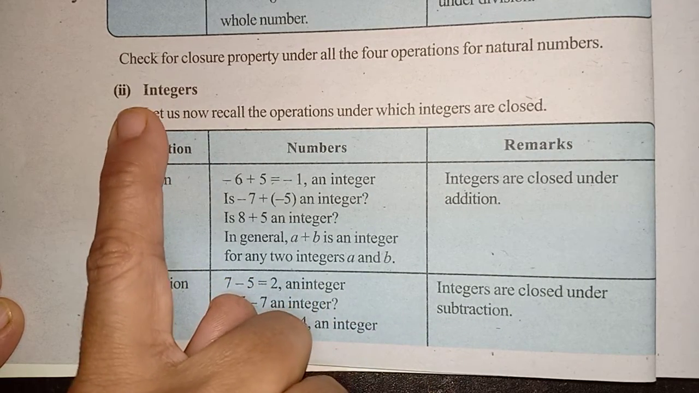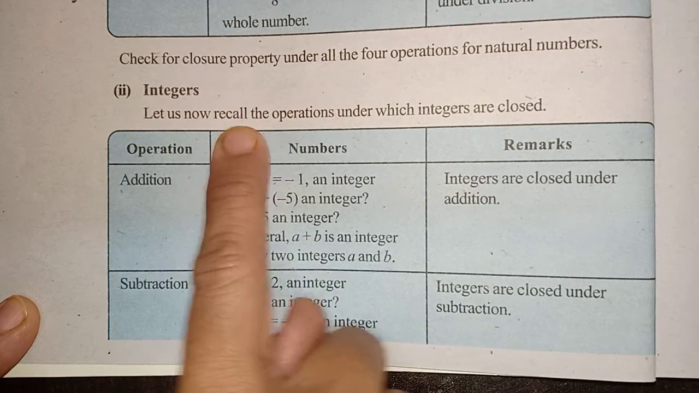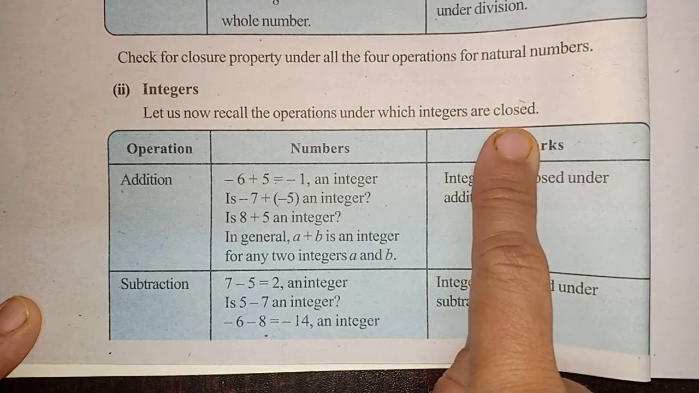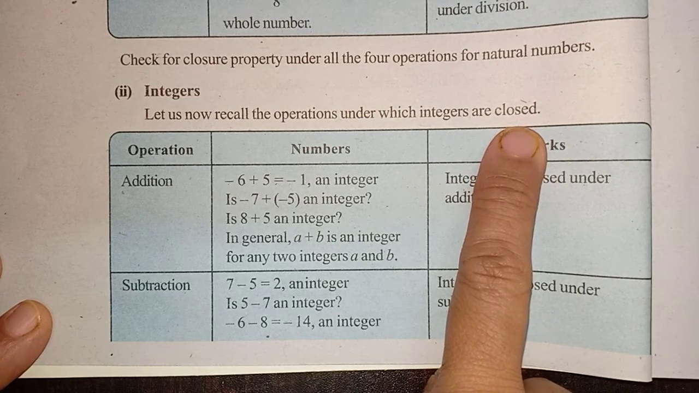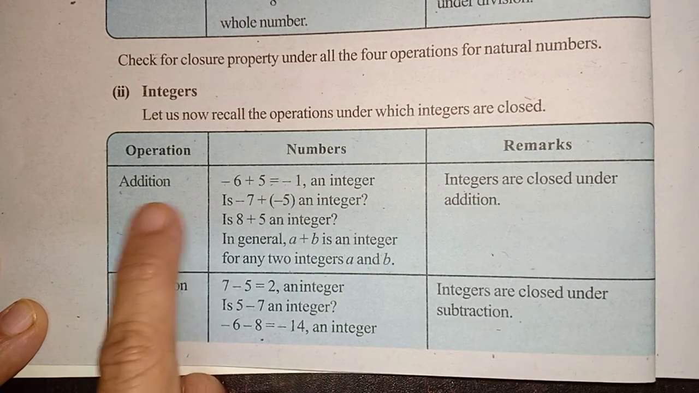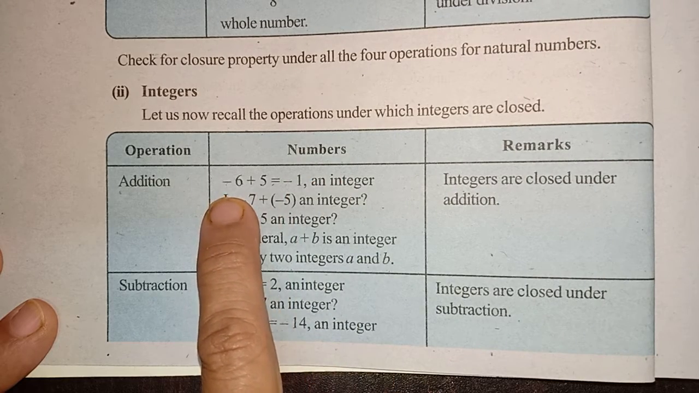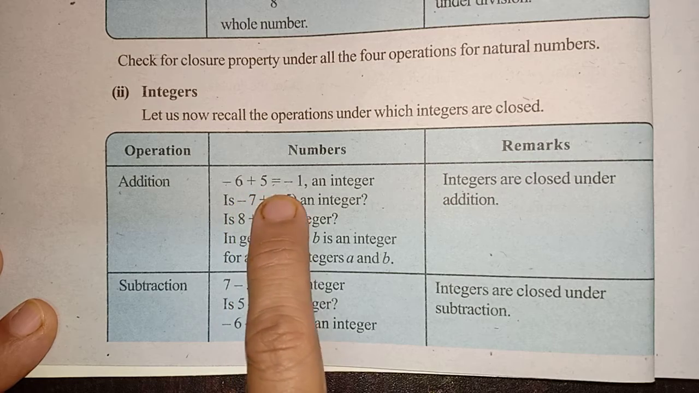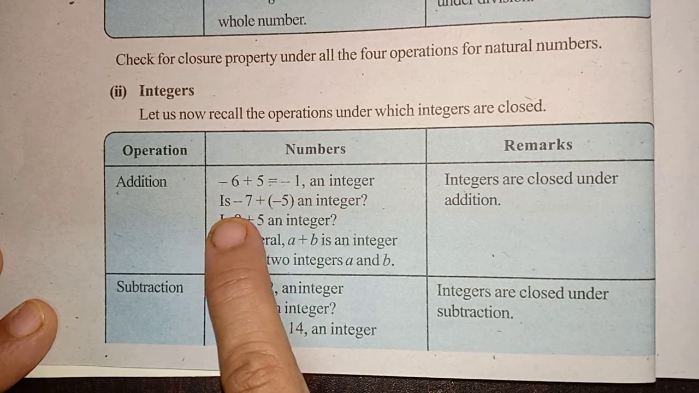Now let's see the integers. Let us now recall the operations under which integers are closed. Now, as I told you, integers mean the positive and the negative numbers together. The first operation is addition. Minus 6 plus 5. One number is negative, one number is positive. The answer is minus 1, which is an integer.